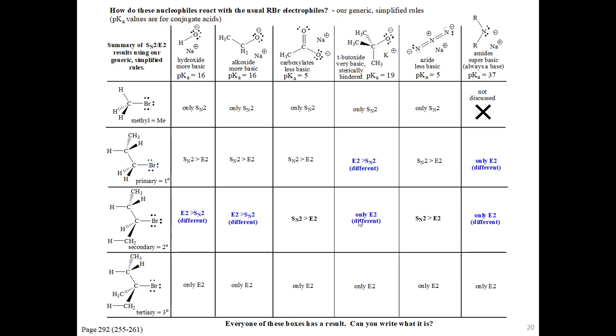T-butoxide, too basic, too big. If we look at the azide, very good nucleophile, so SN2 is favored. And then if we look at the dialkyl amide, it's always E2. If we go to tertiary, it's too bulky. The bromoalkane is too bulky. All we get is E2 for everything. E2, E2, E2, E2.